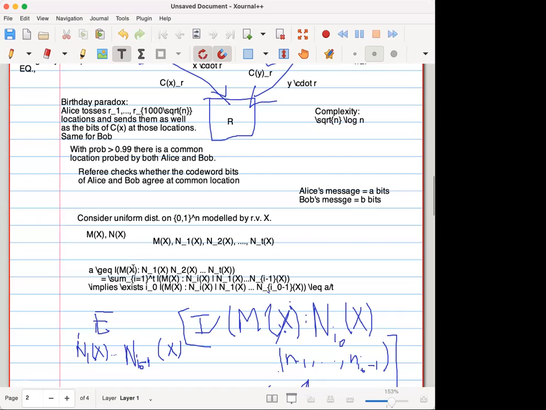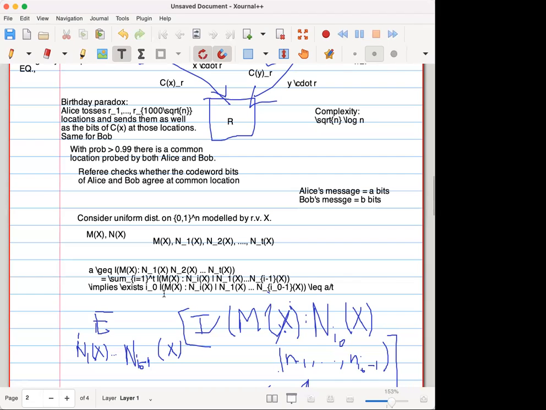So we looked at the mutual information between mx and n1x, n2x, up to ntx. And because mx is supported on a bits, the message, let us say Alice's message is a bits, Bob's message is b bits. So trivially, I have a greater than or equal to the mutual information. And then I split this mutual information using the chain rule into the channel mutual information between mx and nix, conditioned on the prefix n1, n2, up to n(i minus 1).